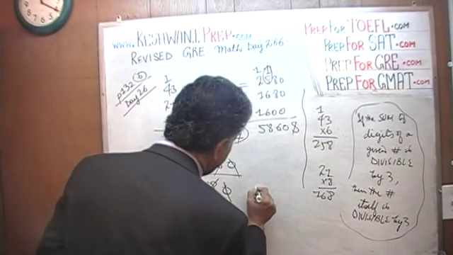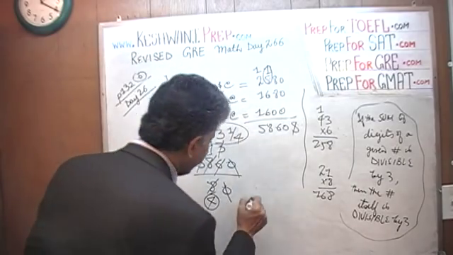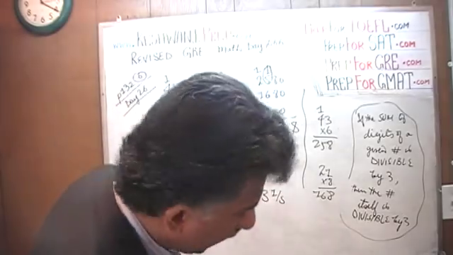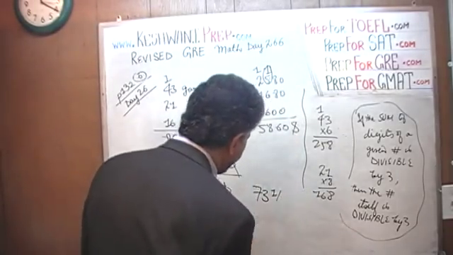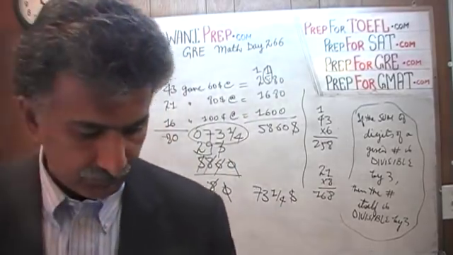The answer is, each person on average gave $73.25.